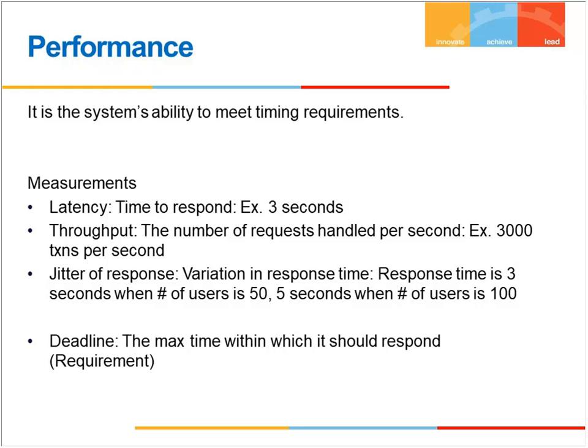Similarly, the jitter of response. Jitter of response is nothing but the variation in the response time. So sometimes the response is 3 seconds, sometimes the response is 5 seconds, and this variation may happen because of various reasons. For example, if the number of users is very large, then the response times may vary. This kind of variation is called the jitter, and the deadline is the maximum time within which the response should occur. So these are some of the terminologies and measurements in the domain of performance.